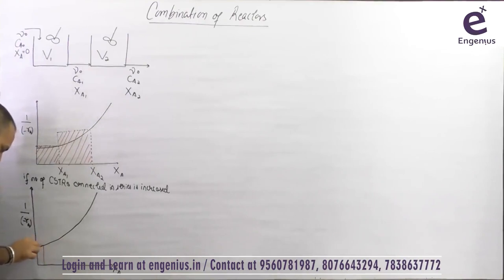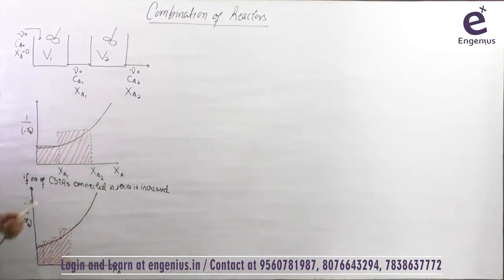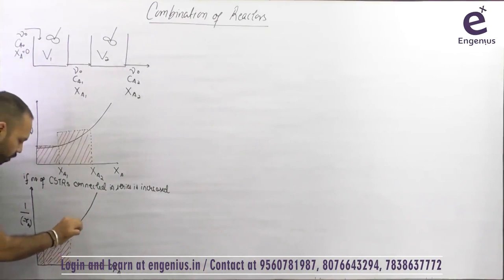This is the first rectangle, for the first CSTR. Suppose I'm taking 7 or 8 CSTRs so that I can represent them here. This is the second rectangle, representing the second CSTR, then the third rectangle, representing the third CSTR, right? Like this, you can add a number of CSTRs and then that can be represented on the Levenspiel plot. So when the CSTRs are connected like this, that can be represented on the plot.